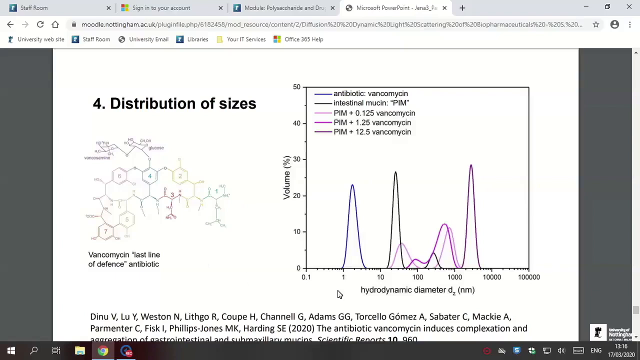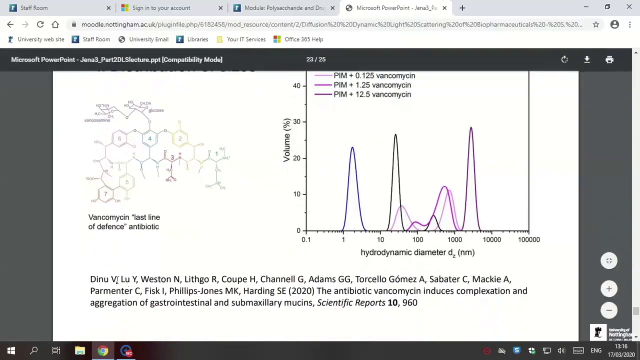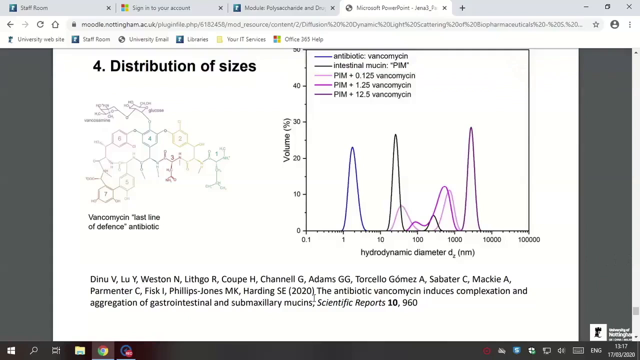And if you're interested, then there's this paper. This is Mary Phillips Jones, who's going to be giving the CD lecture, and a mixture of experts on mucins, and Nikki Weston and Chris Parmenter are experts in the environmental scanning electron microscopy facility which we have at Nottingham. I'll put this paper up on the Moodle.